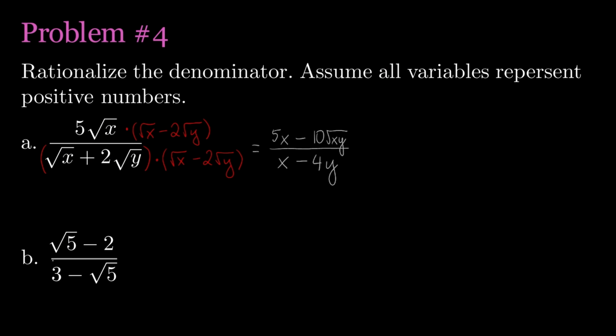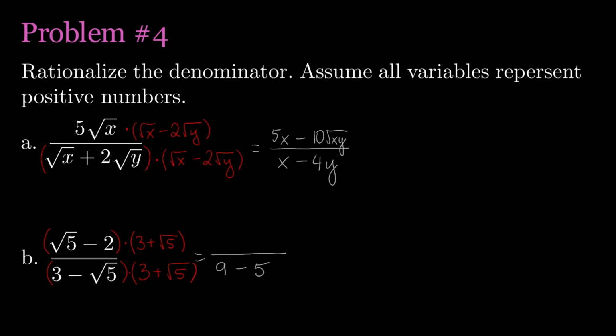This is it. And then in part B, the conjugate of the denominator is 3 plus the square root of 5. So we multiply it into both the denominator and the numerator. Again, starting with that denominator, the square of 3 is 9. The square of the square root of 5 is 5, so we get 9 minus 5.